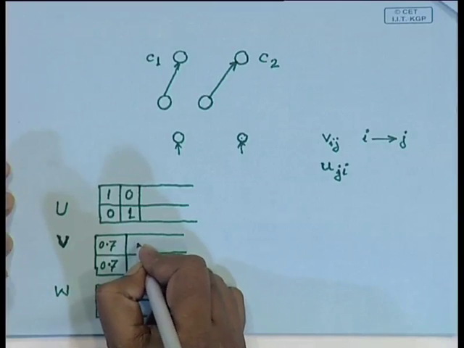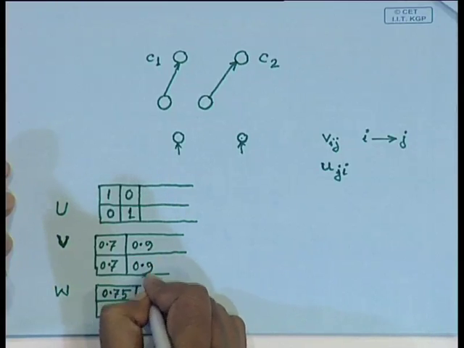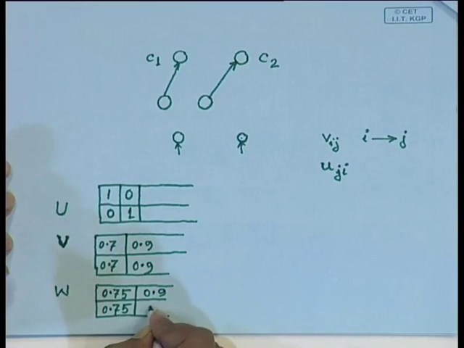So, naturally, its min point and max point will be the same, and both of them will be 0.9, 0.9. Max point will also be 0.9, 0.9.